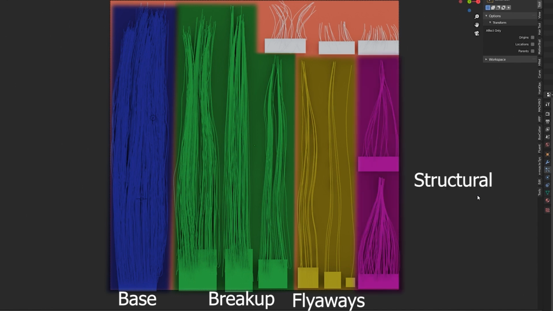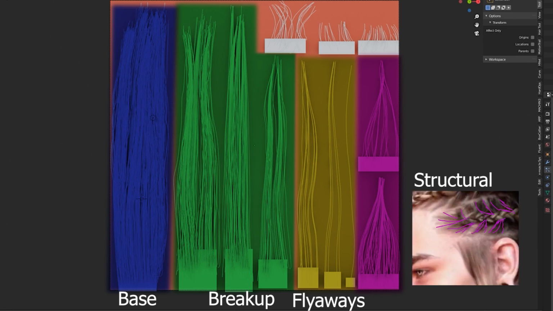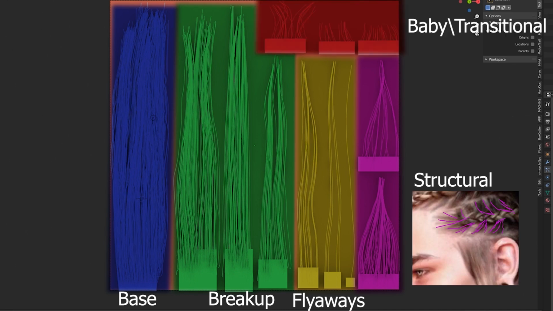I have a couple more hair strands, typical for the hairstyle I want to create. Like those on the side, they will be the hair that falls into the braids right here. And those on the top will serve me as the baby hair and transitional hair, which are those really thin, mostly shorter hairs right before your hairline starts.